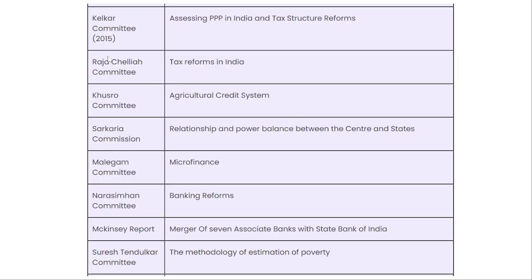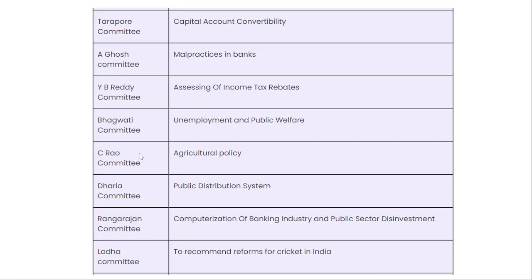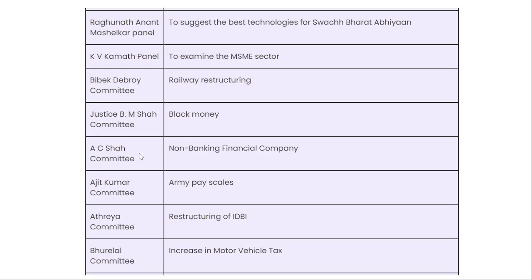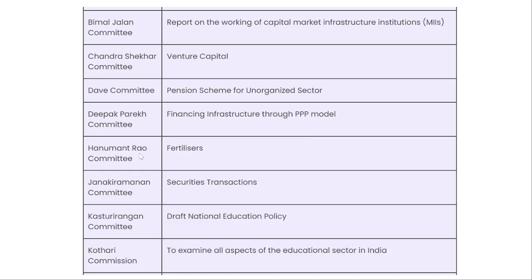And you have the Kelkar committee, public private partnership, tax structure reforms. Raja Chelliah also tax reforms. Sarkaria Commission, Central State Relations, Punchhi Commission. Suresh Tendulkar Committee for estimation of poverty. All these are very important. Narasimham Committee, banking reforms, very very important. Kusro Committee, agricultural credit, and all these things also, just go through. Most of these committees are very important.